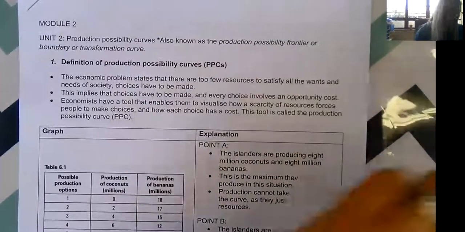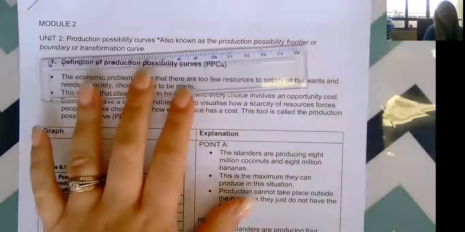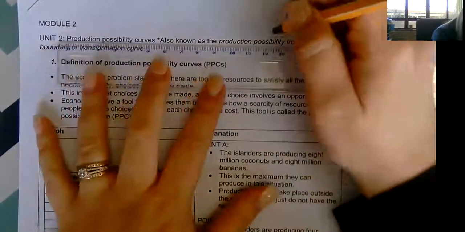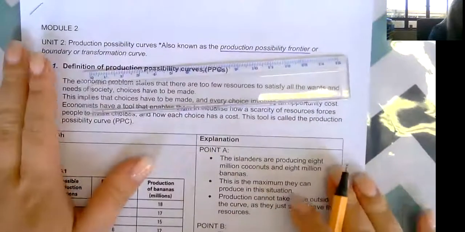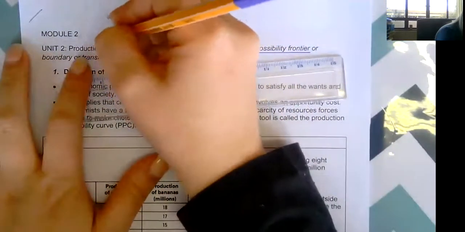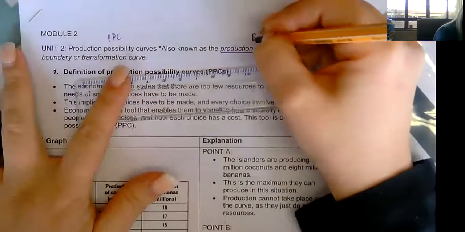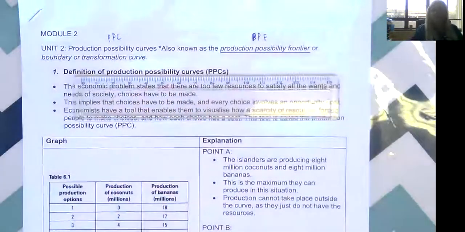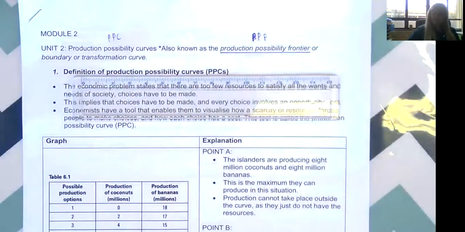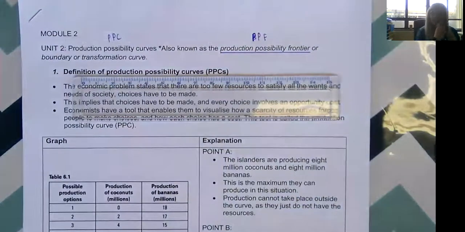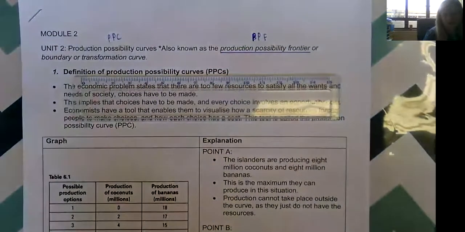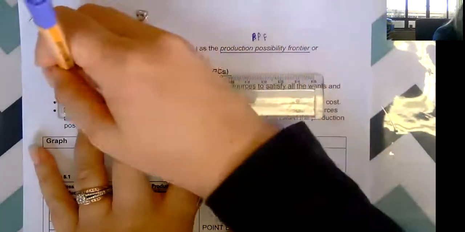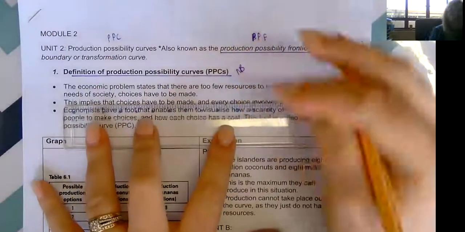So basically, we start off with the production possibility curve. The production possibility curve is also known as the production possibility frontier. So normally we say PPC or PPF, not BP. Okay, so production possibility curve or production possibility frontier, or boundary or transformation curve, depending. So first of all is the definition of the production possibility curve. This is very important. You need to know this.